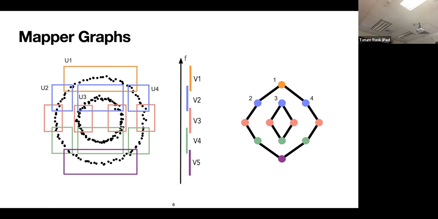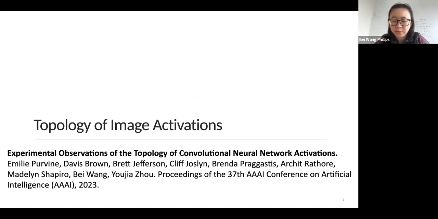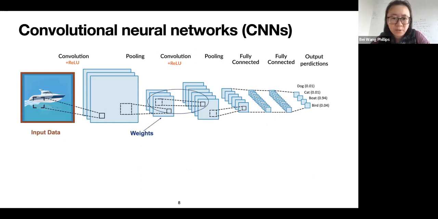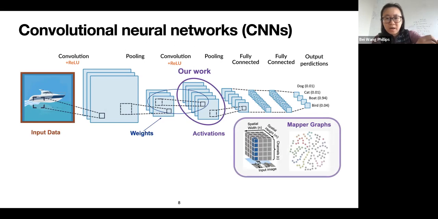Cool. Okay. All right. So the first thing, this is a Triple AI paper this year. We start by looking at image classifiers. This is just a toy example of a convolutional neural network. Our work is focusing on, you start with the input data, and usually a patch in the input data goes through the neural network. We're going to focus specifically on the convolutional layer.